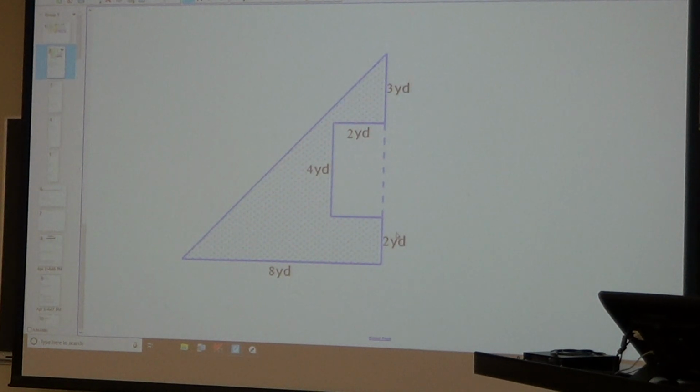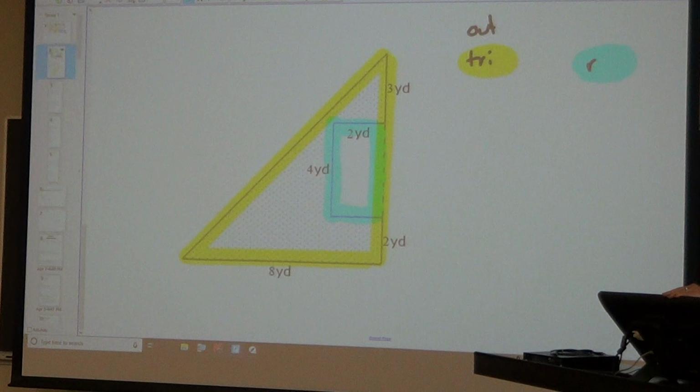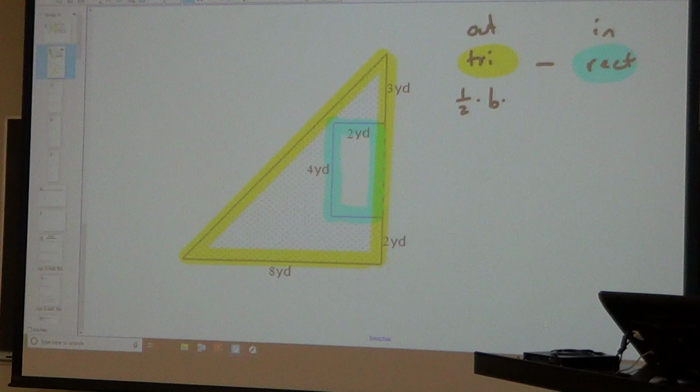Same kind of problem. Are we adding the two shapes or are we subtracting the two shapes? We're subtracting because it's sucking in, because I'm taking it away. What is my outside shape? It is 8 by 5. What shape? Triangle. What is my inside shape? A rectangle. So we have a triangle, which is the outside, and we have a rectangle, which is the inside. So the triangle's 1/2 base times height, the rectangle's length times width.